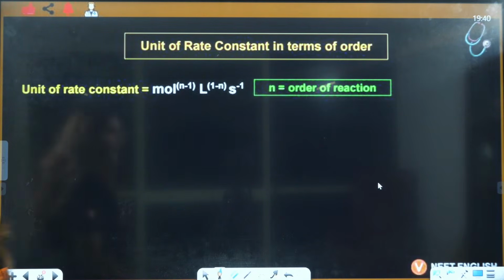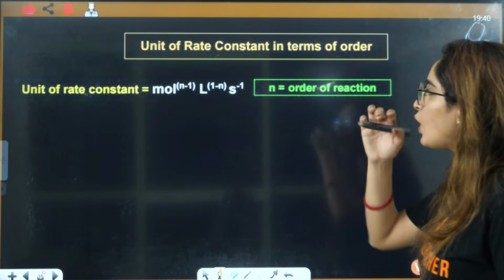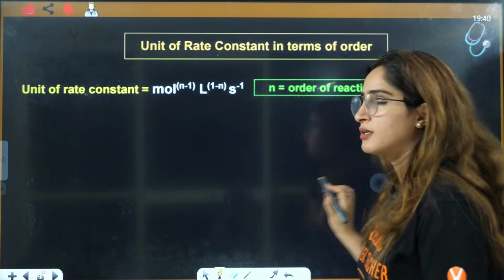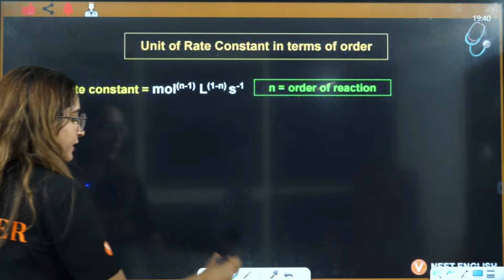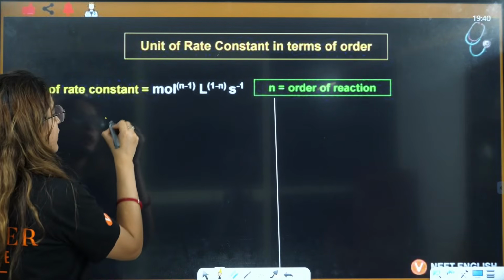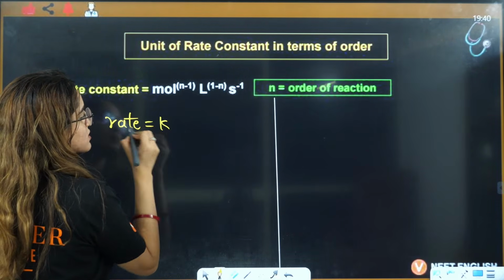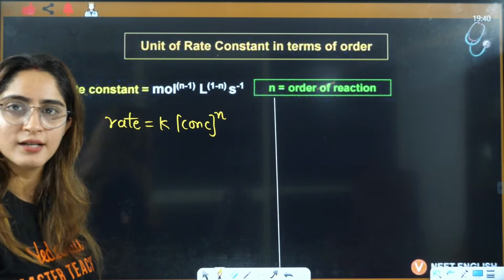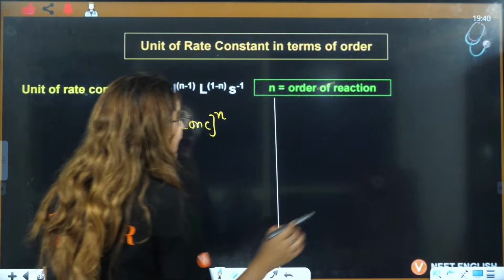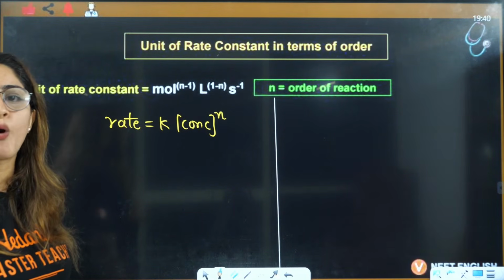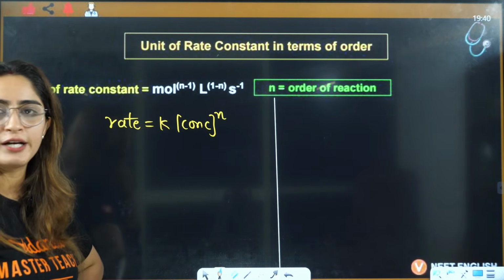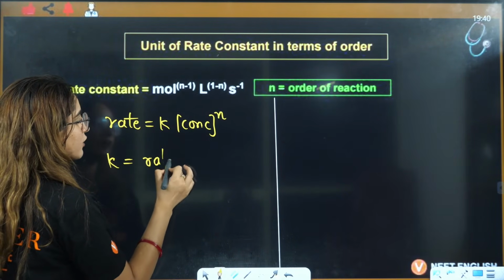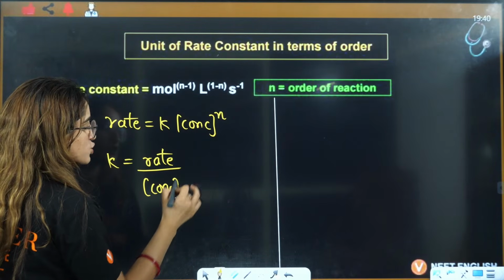Okay. Yes, everyone. Now tell me one thing. What was the unit of rate of reaction? We know that rate equals rate constant times concentration raised to power order. Order I am writing by small n. Now, they are asking that in terms of order, you tell us what is the unit of this rate constant. We know that rate constant is equal to rate divided by concentration raised to power n.